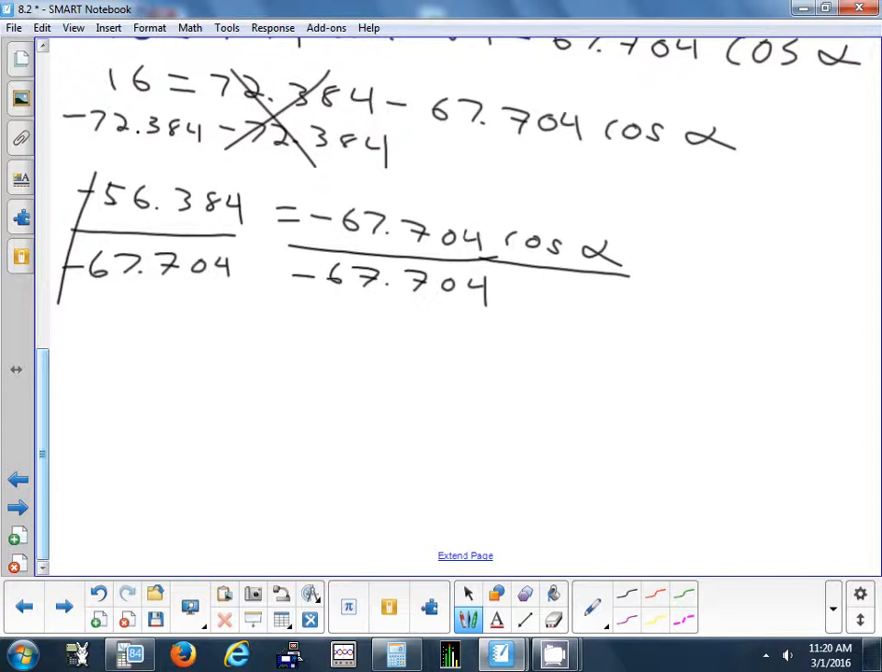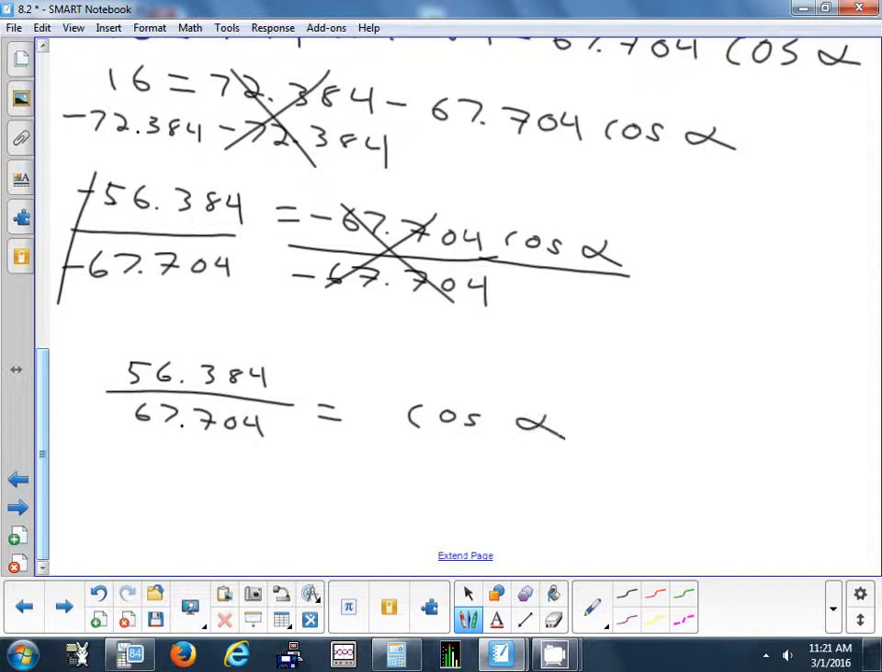Right, so now I need, you know what, we could just keep that. 56.384 over 67.704. That's gone. And what's my last step? Inverse cosine. Yep. And now I need to type that in. Okay, I didn't type it in just because it saved me having to round this too many times. Right, so does anybody have the inverse cosine of that?